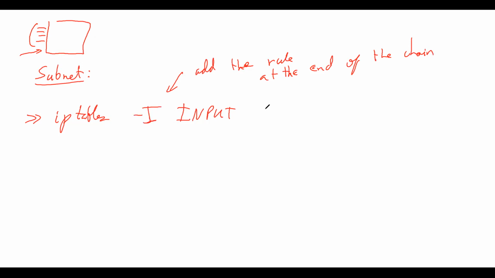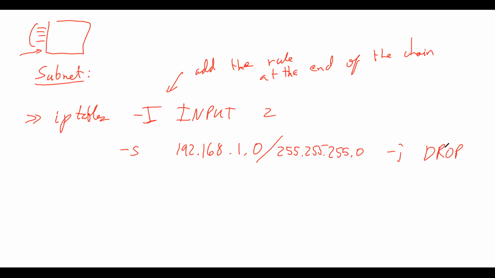-I 2 or something, and then you can specify. Let's just do it here. -s, and now you can say 192.168.1.0, 255.255.255.0, right? That's a subnet, and then that's it. -j DROP. Okay. So as you can see, it's pretty easy.